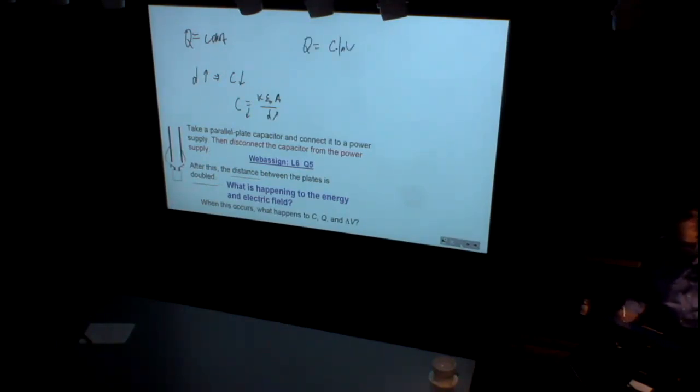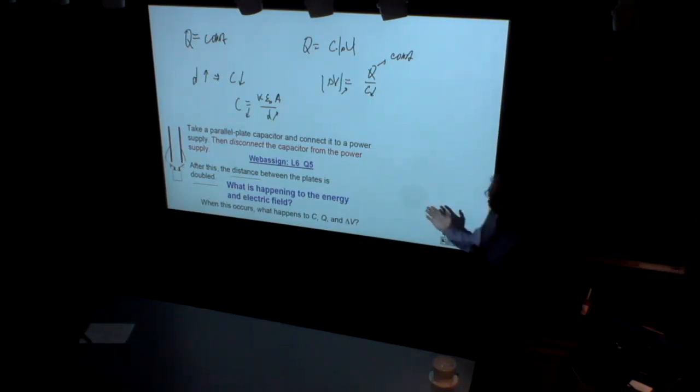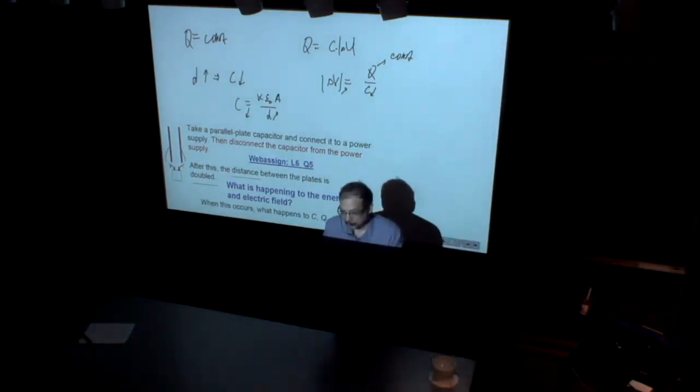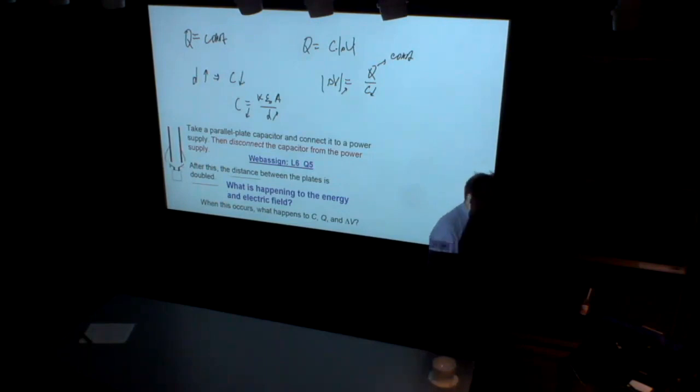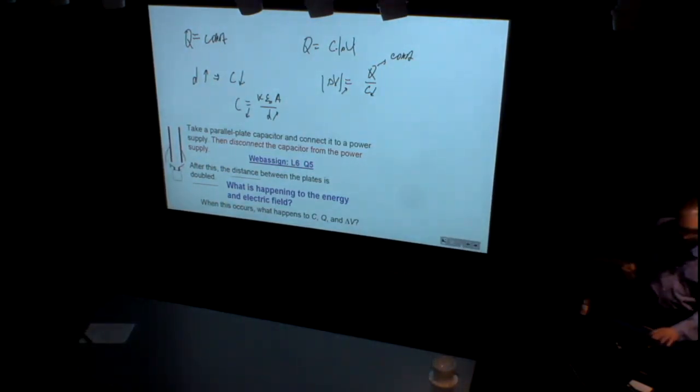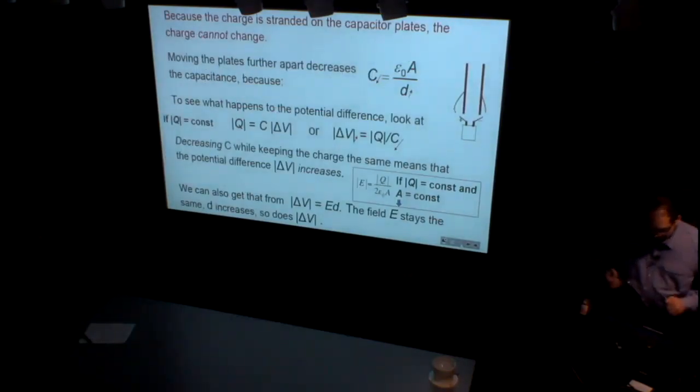Now we have to solve it for the voltage. The charge remains constant, but the capacitance decreases, so the voltage increases because it's opposite to that. And this is what actually we observed. This was the demonstration we did yesterday. Distance goes up and voltage goes up. Distance goes down and voltage goes down. I was moving plates away, and the meter was indicating the change. Any questions? All right, so that's the answer.